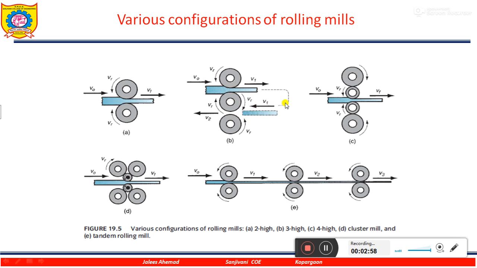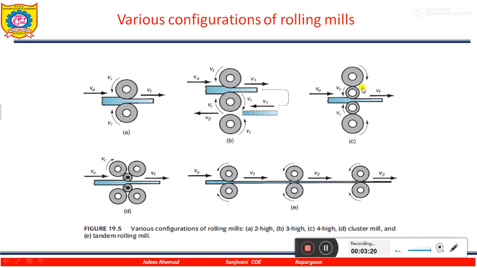This is a 4 high rolling mill. These are the two working rolls. These are the supporting rolls. They are just supporting the working rolls. Raw material is inserted from here, and we get the output material.